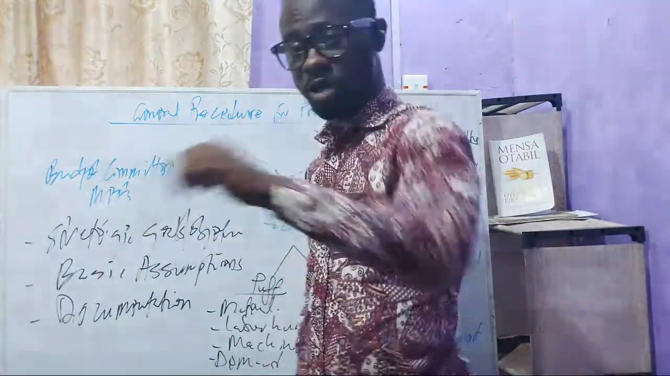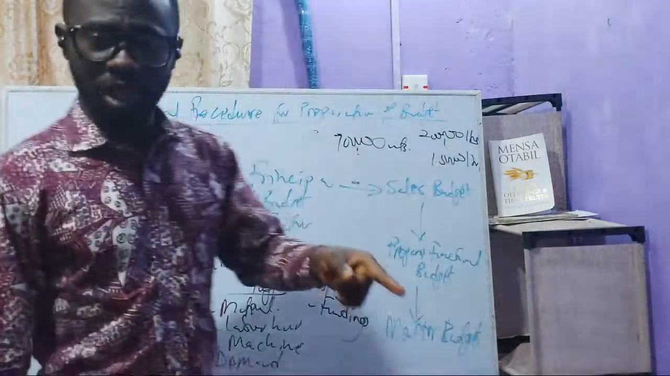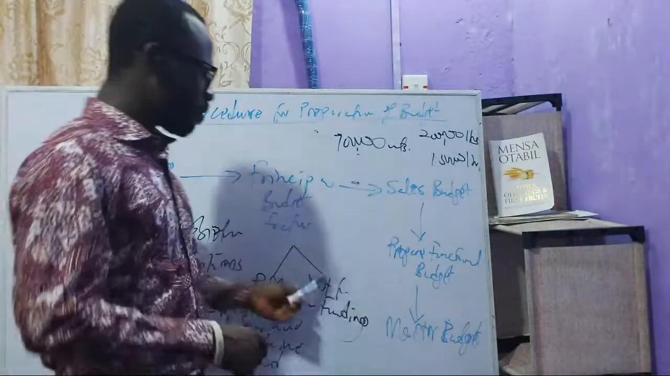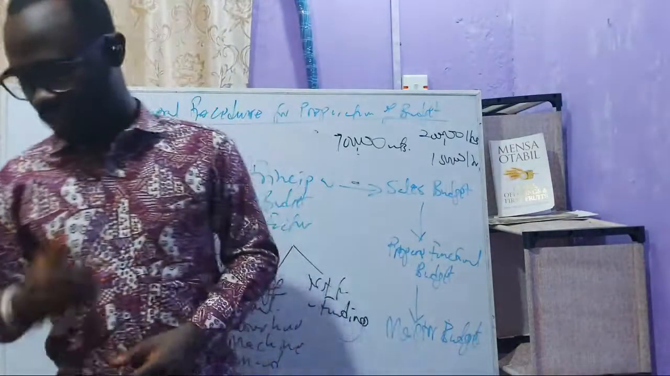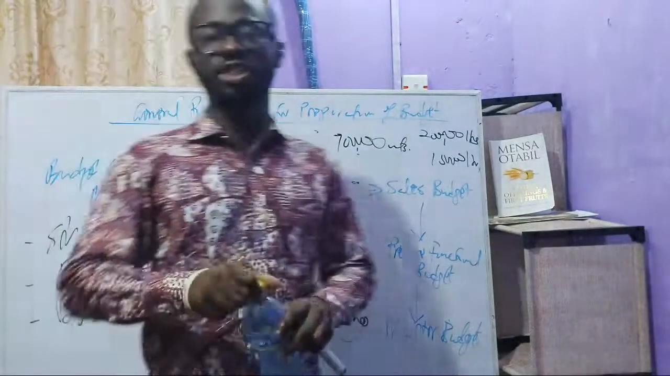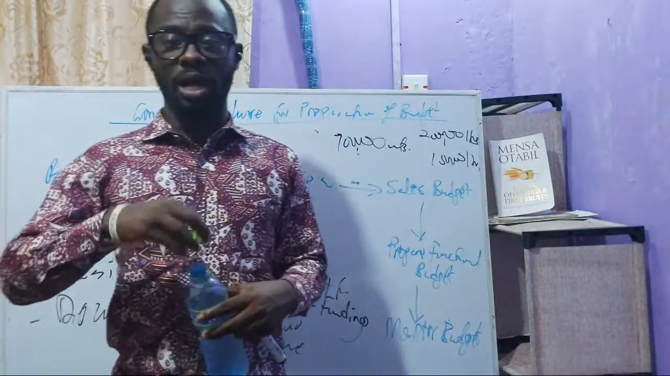That is for profit-making organizations. For not-for-profit making organizations, the principal budget factor is funding, how much money we can raise. So that is the second stage, identification or determination of the principal budget factor.